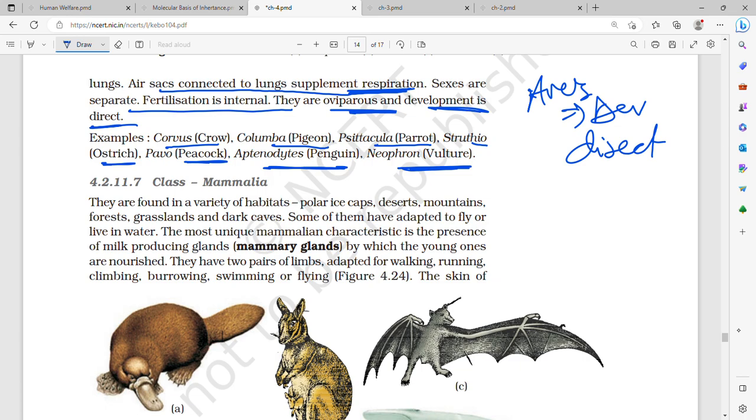Class Mammalia is found in a variety of habitats: polar ice caps, deserts, mountains, forests, grasslands, dark caves. They have adapted to fly or live in water. The most unique mammalian characteristic is the presence of milk-producing glands, the mammary glands, by which the young ones are nourished.